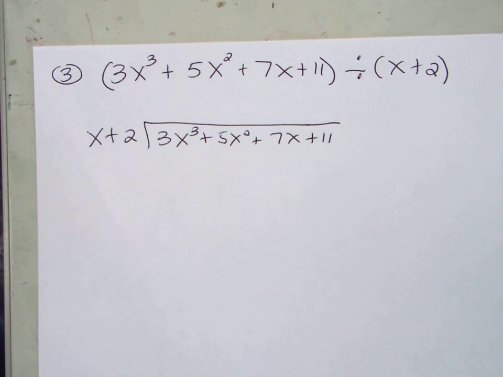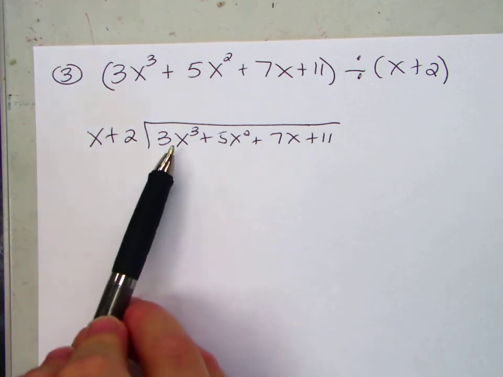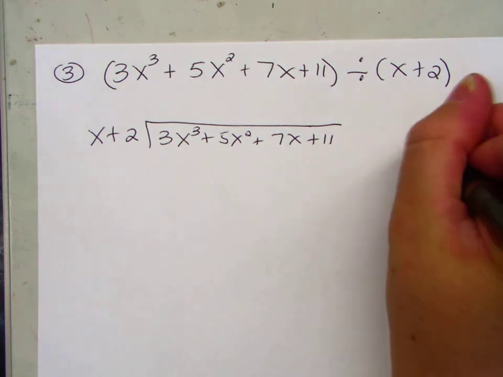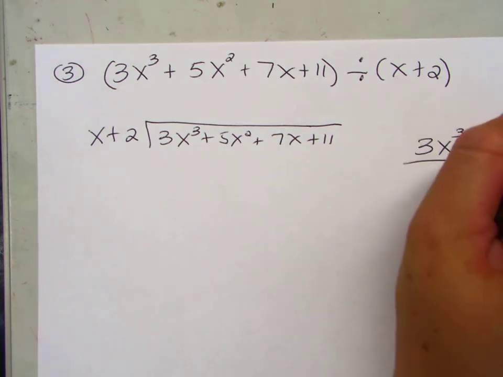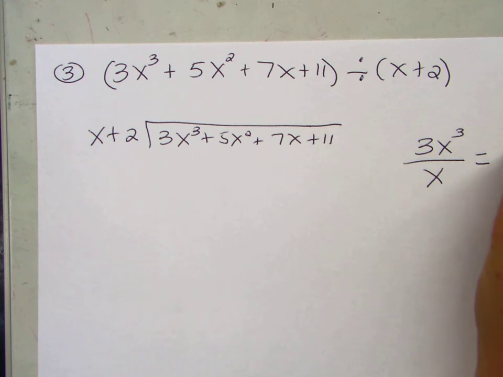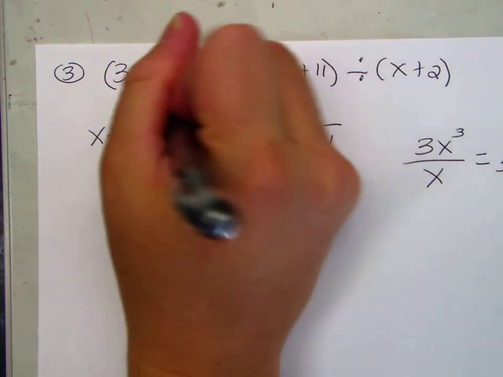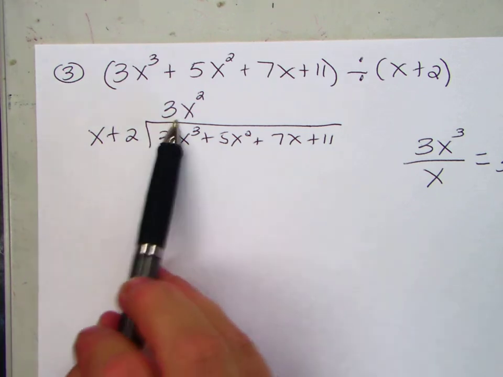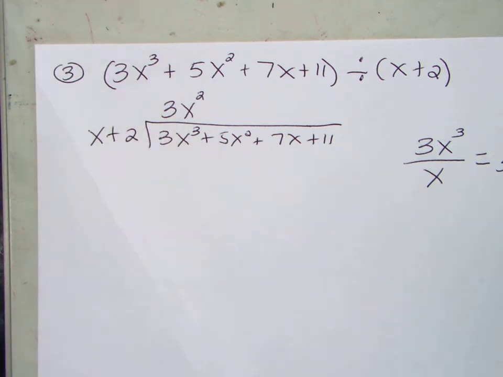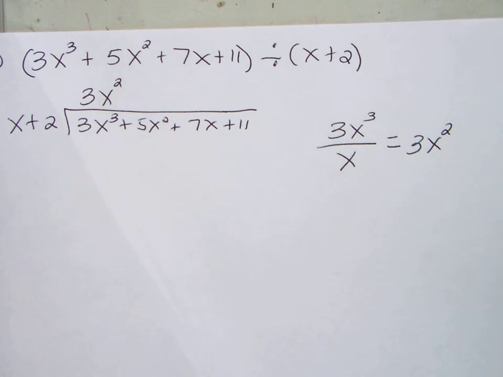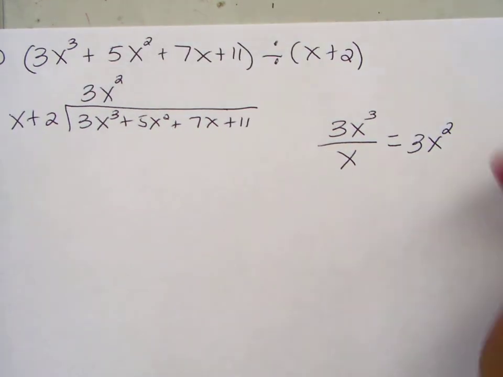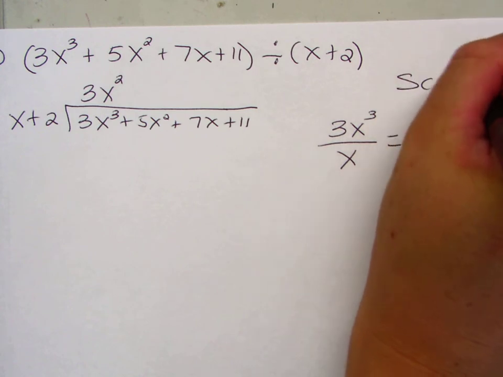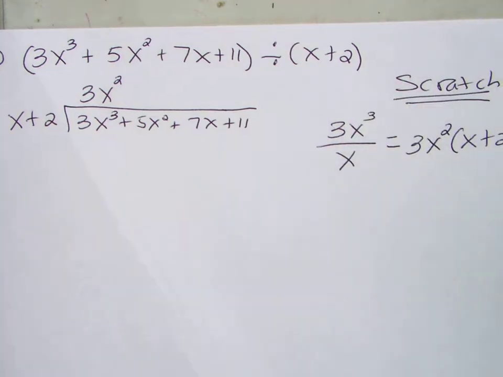Remember we're trying to divide x plus 2 into 3x cubed. Focus on the x. Focus on the first highest term. Highest term divided by the x is 3x squared. 3x squared goes on top. That's part of your answer. Then we multiply. We're going to show our work on the side so that we make fewer mistakes. Prevent those mistakes by showing your work. This is all just scratch. This isn't your answer.